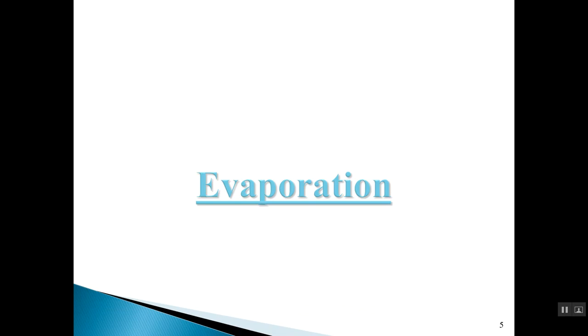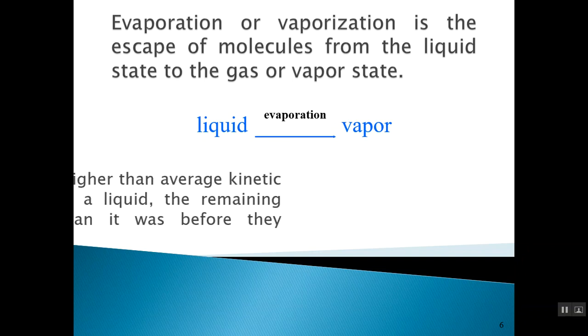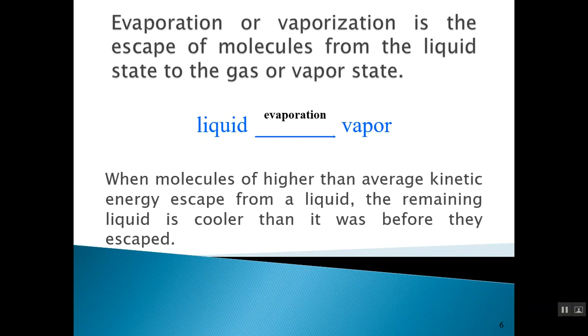Now, let's talk about the process of evaporation. We all know what that is. Evaporation basically takes place when you have molecules escaping from the liquid state of a substance to the gas or vapor state. So this is basically an abbreviation of what happens in evaporation. As the molecules escape into the vapor state, those molecules tend to have a higher average kinetic energy, which means that the molecules remaining will have a lower average kinetic energy, and therefore the liquid remaining behind is cooler.